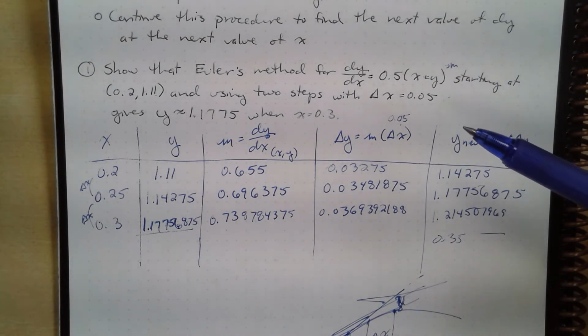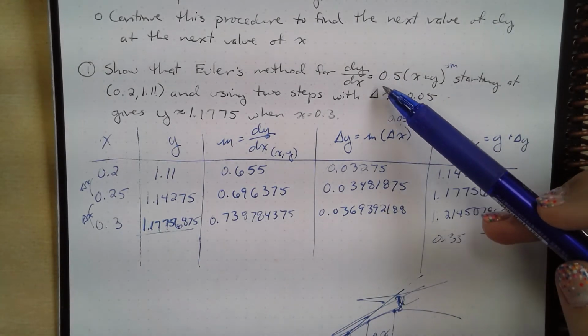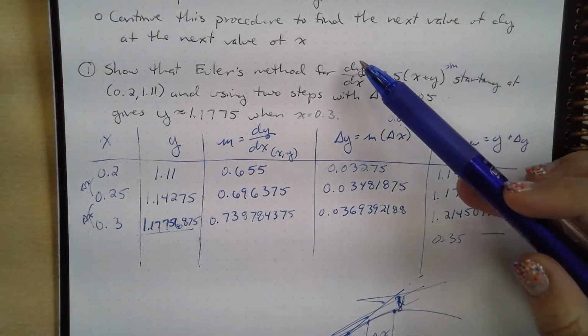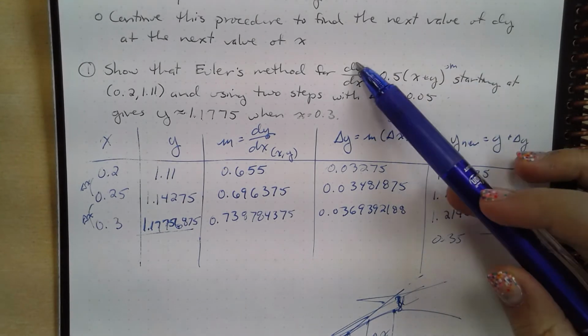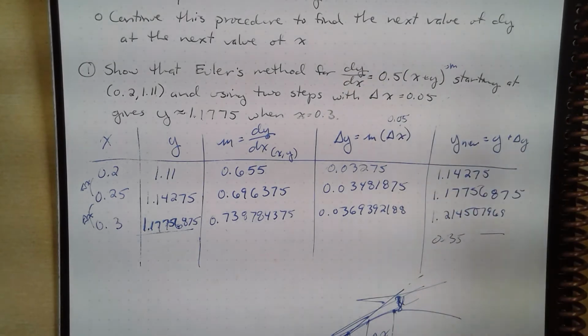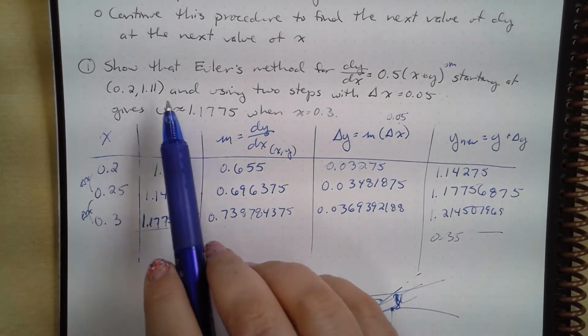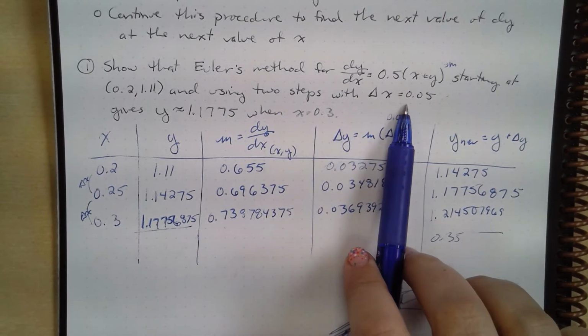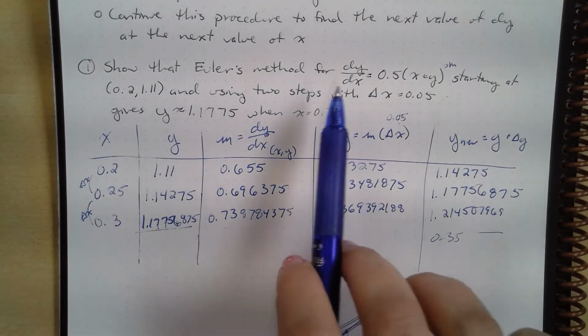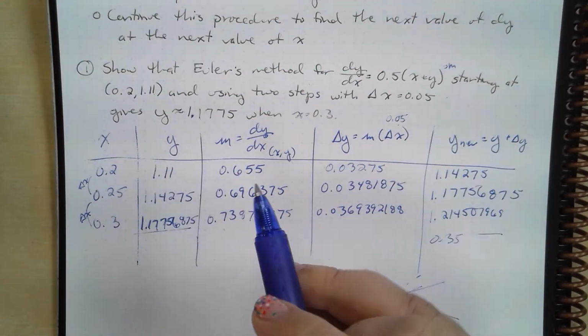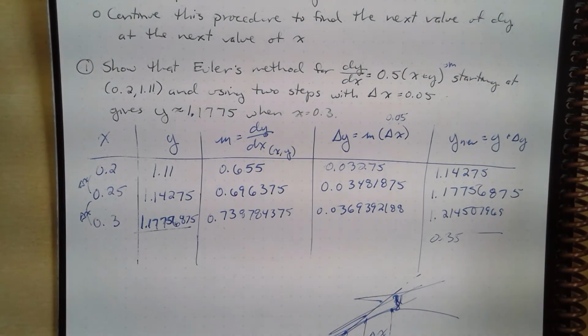We're asked to show that Euler's method for dy over dx equals 0.5 times x plus y, this is equal to m, this entire derivative here, or differential equation, excuse me, starting at 0.2, 1.11, and using two steps with delta x equals 0.5, gives y is approximately 1.775 when x is equal to 0.3.